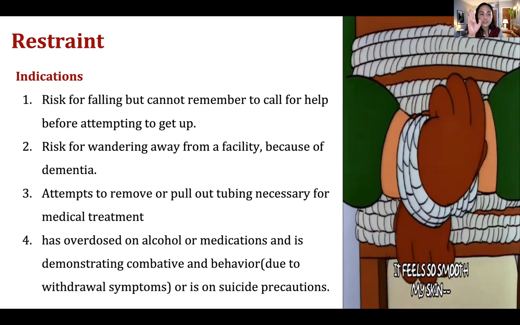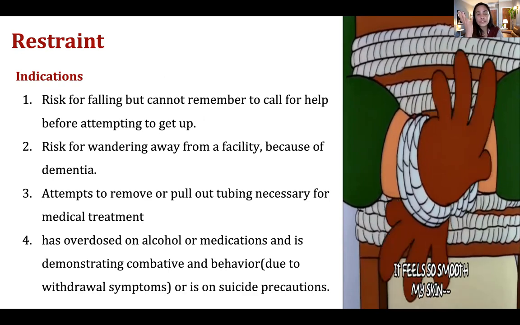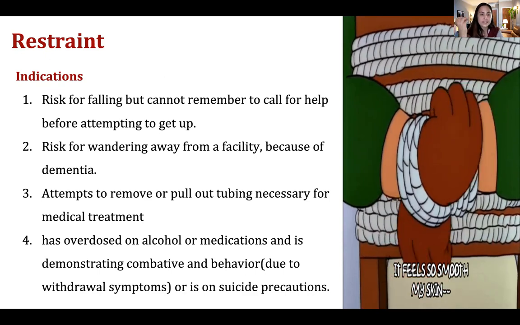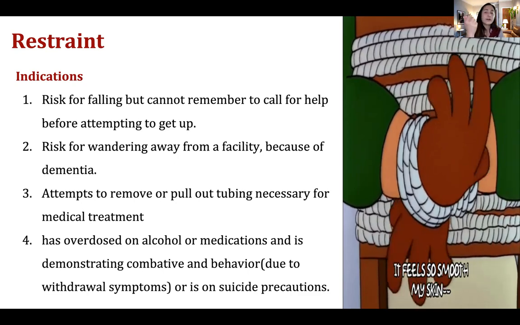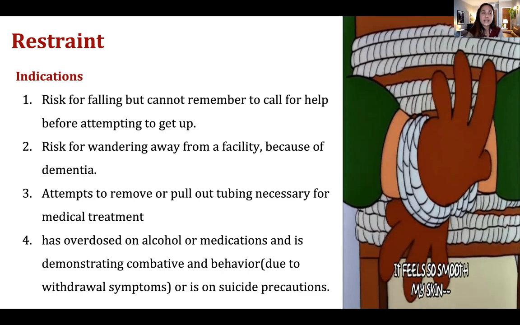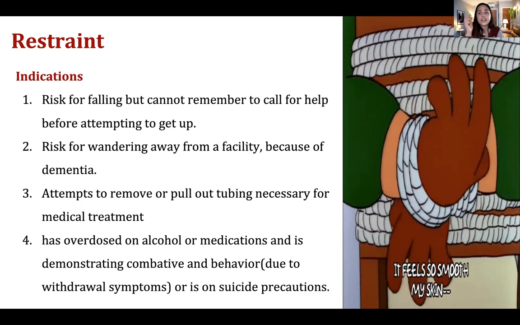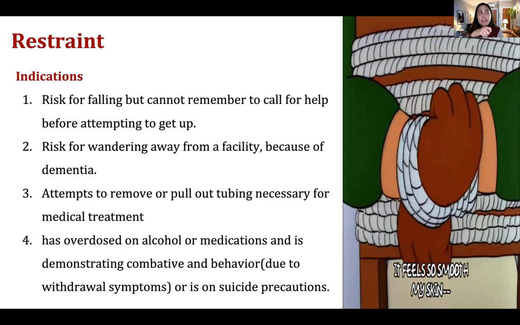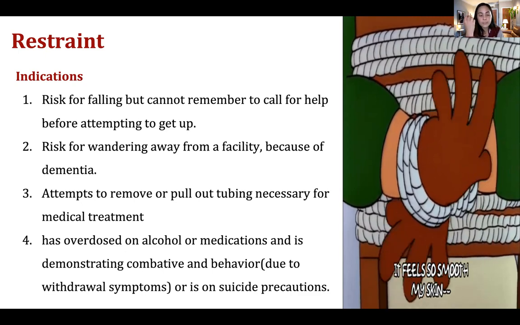There are some indications for restraint. First, risk for falling, when the patient cannot remember to call for help before attempting to get up. For those patients who are confused and jumping out of the bed, you need to restrain them. Then risk for wandering away from the facility because of dementia or Alzheimer's. Then attempts to remove or pull out tubing necessary for medical treatment. For example, he has an NG tube, a PEG, or an endotracheal tube for breathing. Because he is out of his mind from low oxygen level in the brain, he can pull the tube, so you can tie that patient.